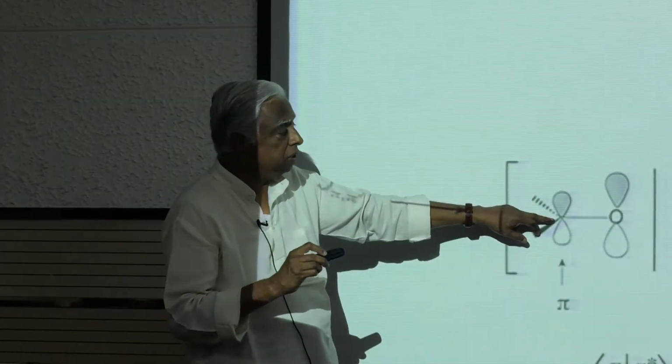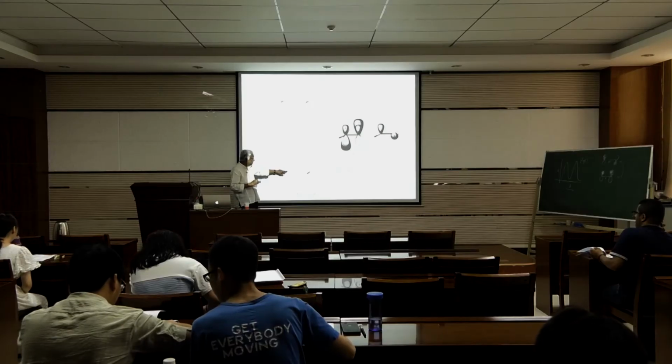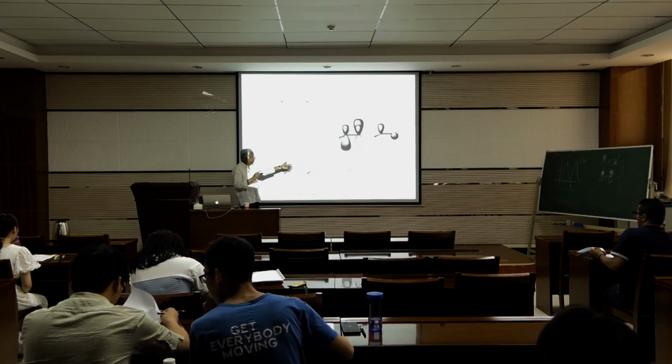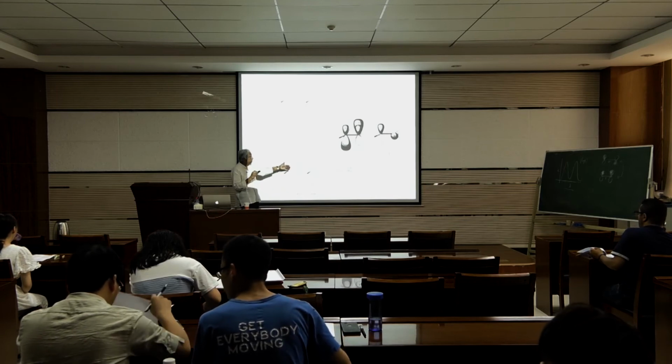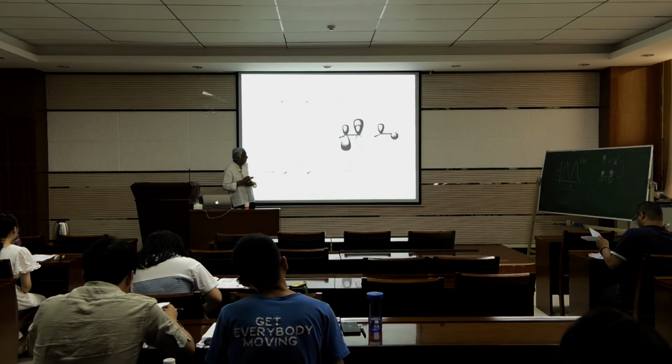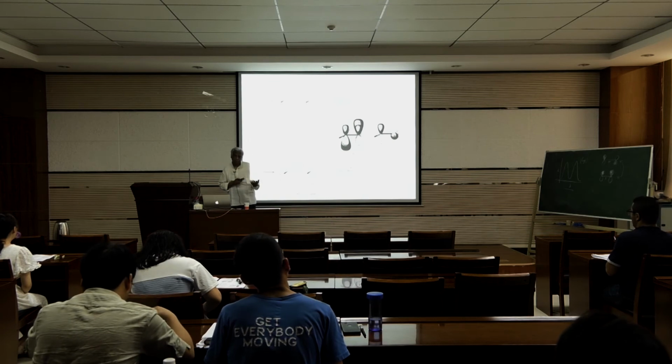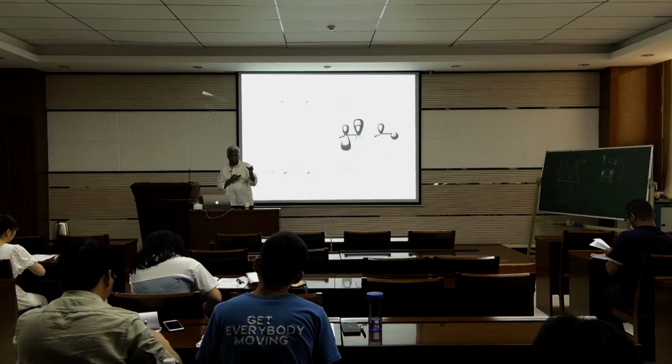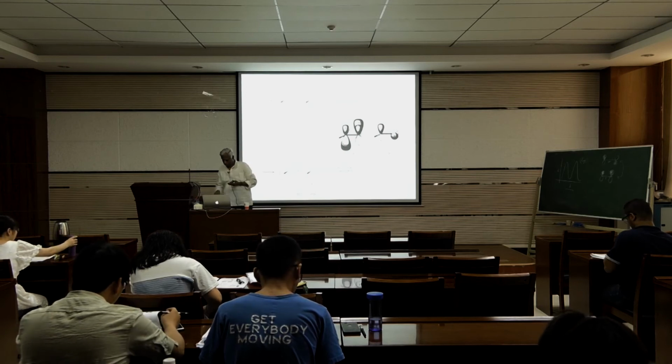On the other hand, pi to pi star. This is pi and pi star, so the same thing. And here, there's an overlap between this and this, except that this is a different symmetry from that one, but there is an overlap. So this transition we will call an allowed transition, and this one we will call a forbidden transition. Forbidden means the extinction coefficient will be zero. Okay? Now, let's see.